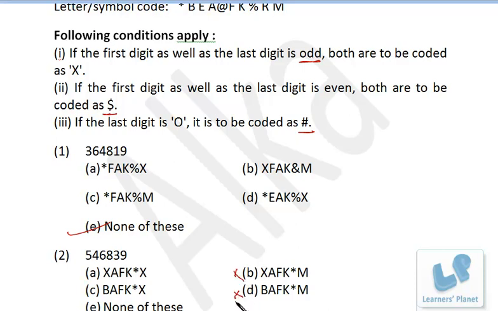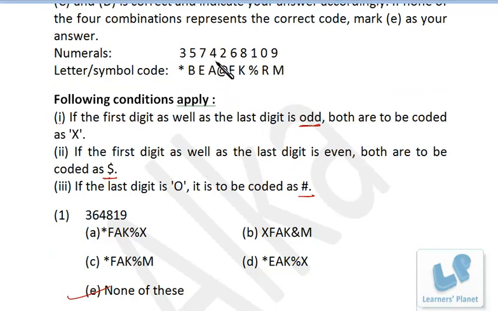So this is wrong, this is wrong, this is wrong. This may be the correct, but we have none of these also. So let's check for other numbers. So 4 should be coded as A, okay. Then 6 must be F, okay. Then 8 must be K, perfect. 3 must be star sign, so that's clear, okay. So I hope you are clear.